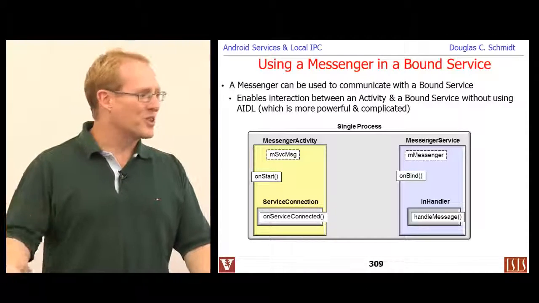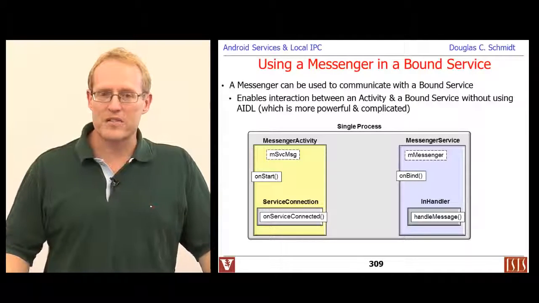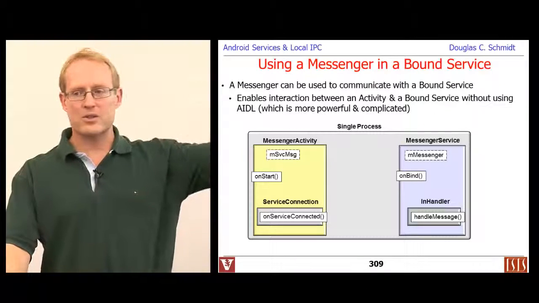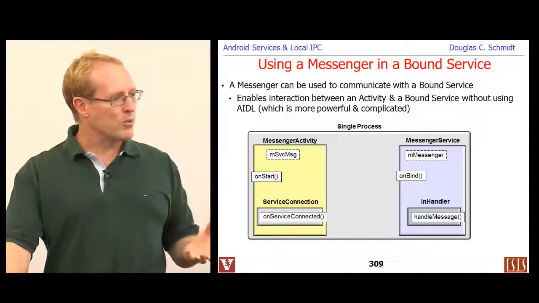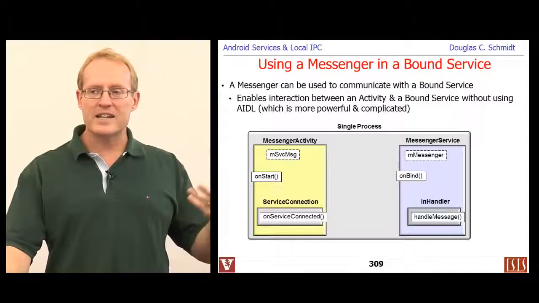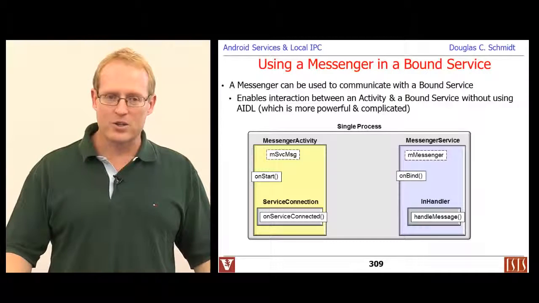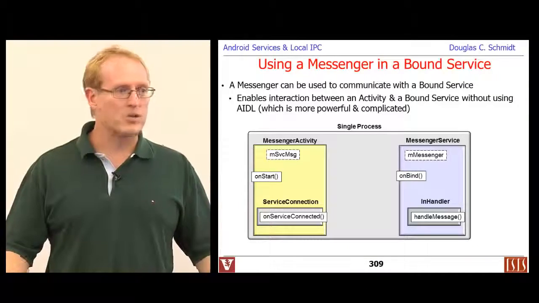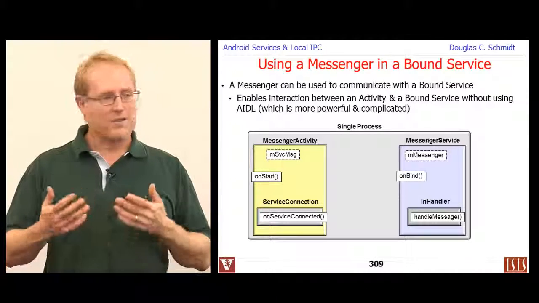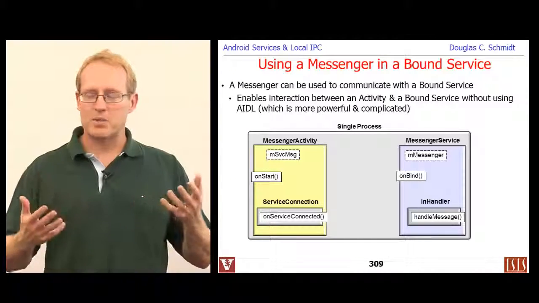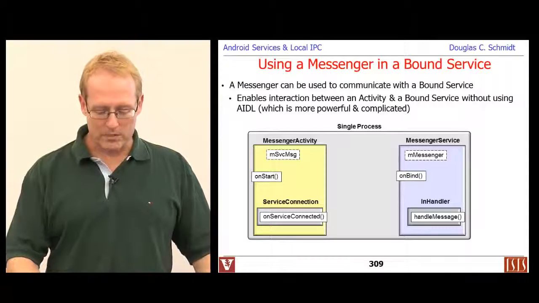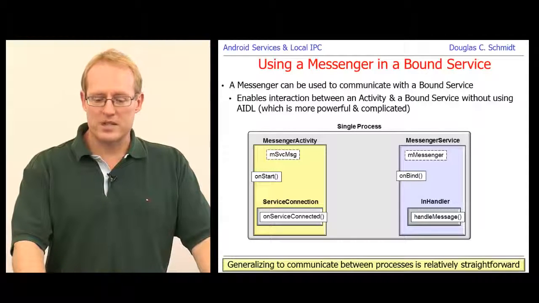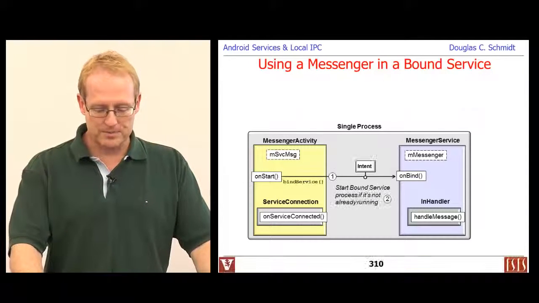Now, why would you ever want to do this stuff? Well, one reason is if you wanted to be able to communicate from an activity or a service to a bound service without going to the trouble of understanding how AIDL works, AIDL being the Android Interface Definition Language, which is a more powerful set of mechanisms, but also more complicated. So if you just have a very little bit of things to send, or you like the message passing paradigm, then this approach may work very well. And as I mentioned before, it's easy to generalize this to work between processes, even though we're just showing it for a single process right now.